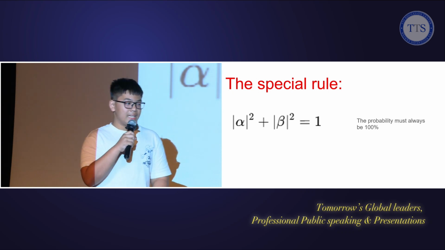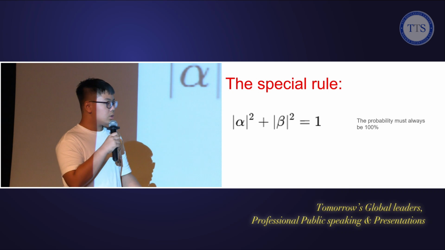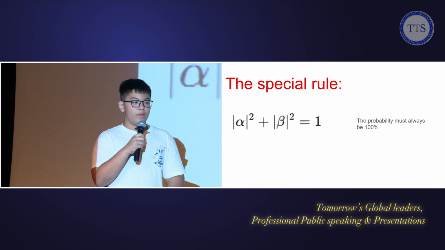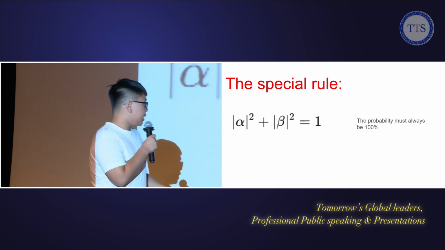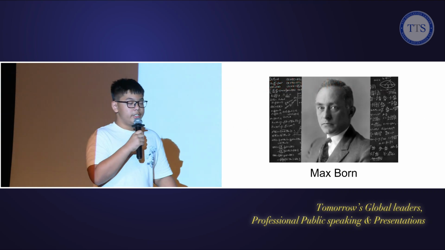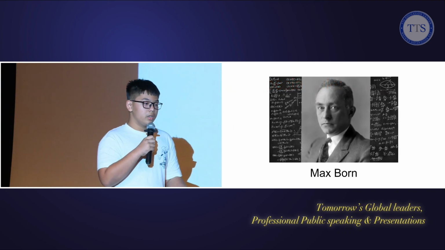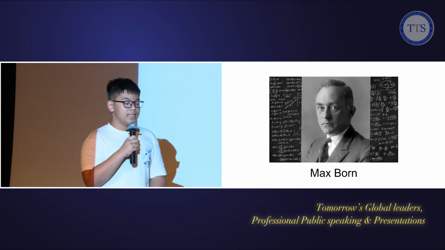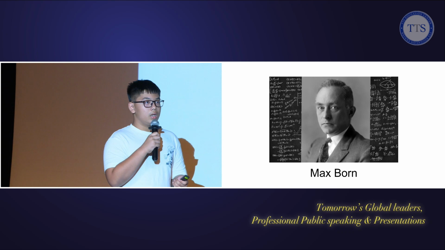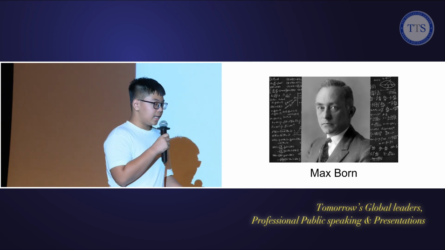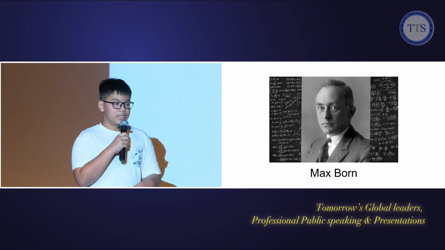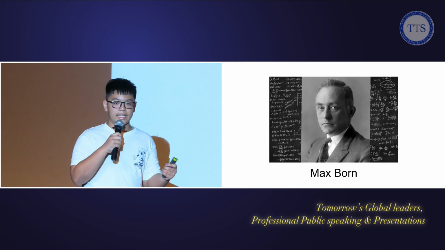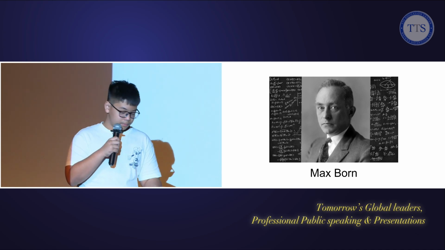But now you may ask, why should we square them? Why don't we just take alpha plus beta to find the probability? Because according to Max Born, a German-British theoretical physicist, alpha and beta can be complex values and don't directly represent the quantum state of a qubit. Instead, he proposed that the square of its magnitude gives the probability density of finding a particle.